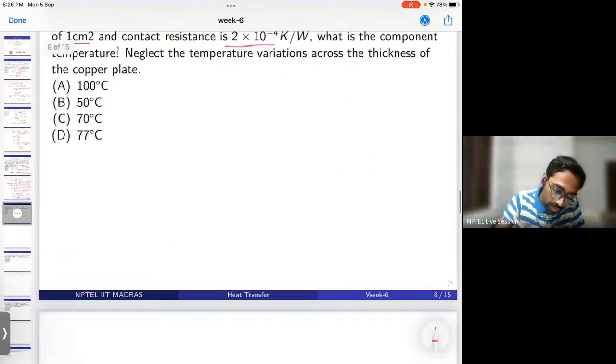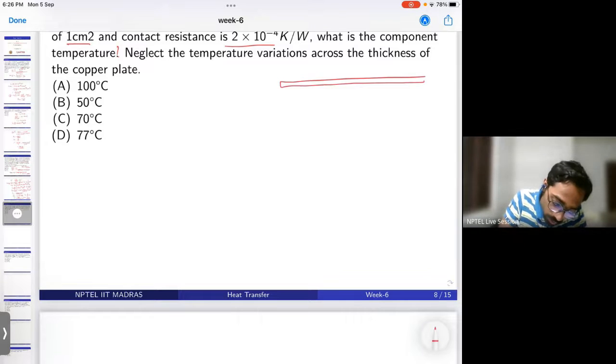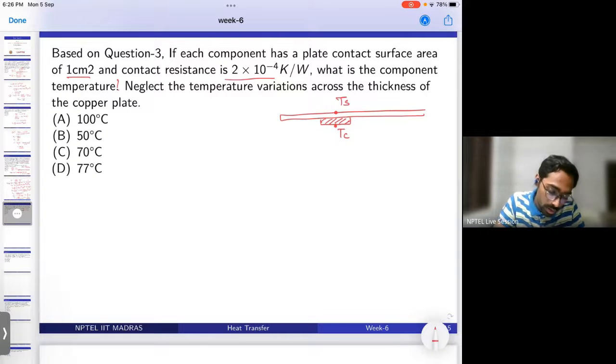If this is the plate, and I'm just taking one representative component, this is the component. This is Ts and this is Tc. We are asked to find what Tc is. We can neglect the temperature variation and the conduction resistance across the thickness of the copper plate. So the only resistance is the contact resistance.